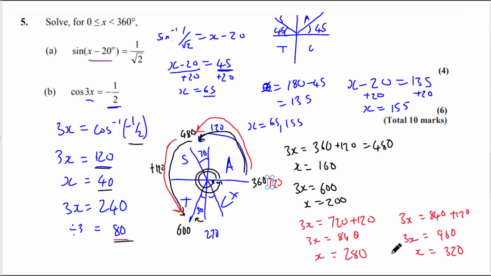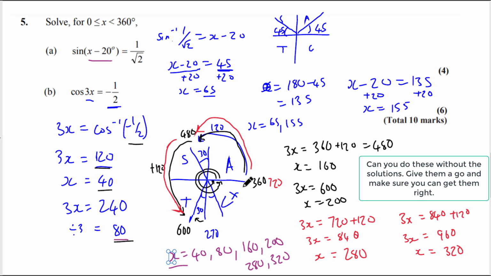So all the solutions for x are 40, 80, 160, 200, 280, 320. We don't need to go round anymore, because if we go 3 times round, that's 1080, and that's going to be greater than this value here. And I hope that explains all of that.